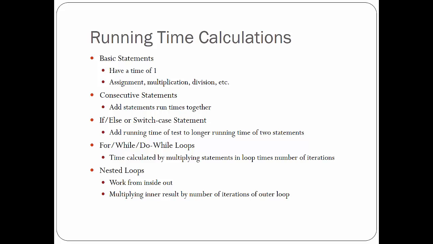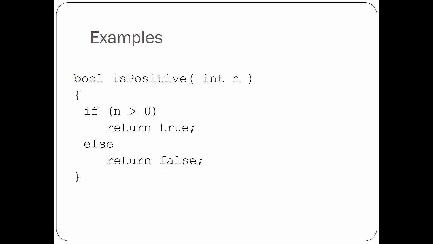For loops, sum the number of statements inside the loop and multiply by the number of iterations of the loop, and then add any loop control statements. For nested loops, compute the inner loop and then multiply its time by the number of iterations of the outer loop. In this initial example, we have an if-else statement.